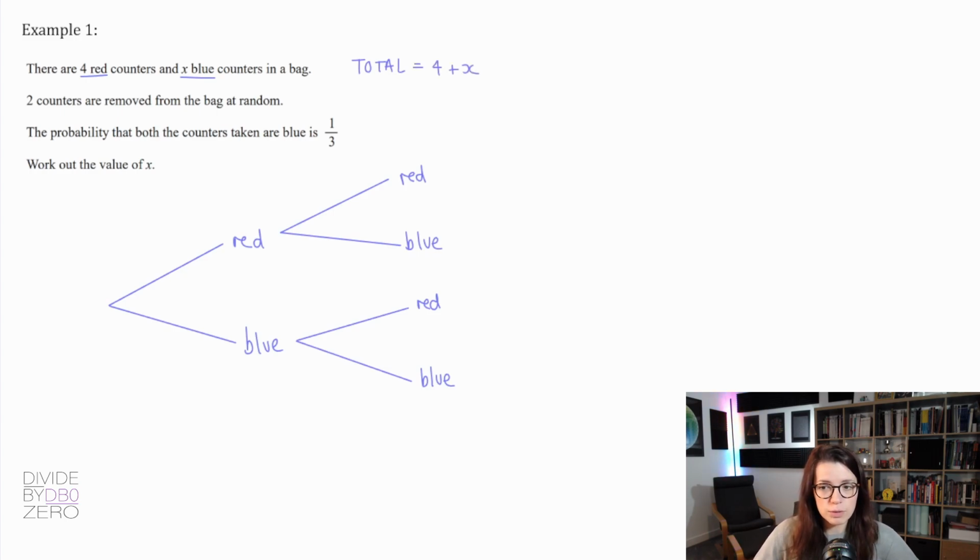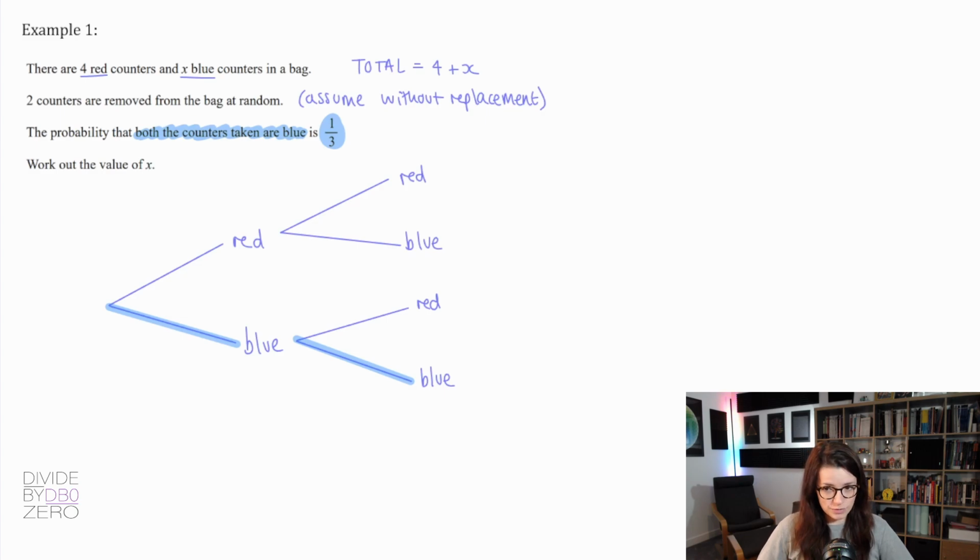2 counters are removed from the bag at random. Let's assume that this is without replacement. In other words, the counters are not being put back into the bag once they've been selected. It then says the probability that both the counters taken are blue is 1/3, which means once we have our tree diagram filled out, the pathway that we're going to be interested in is blue and then blue. But we need to fill in the probabilities on the branches.